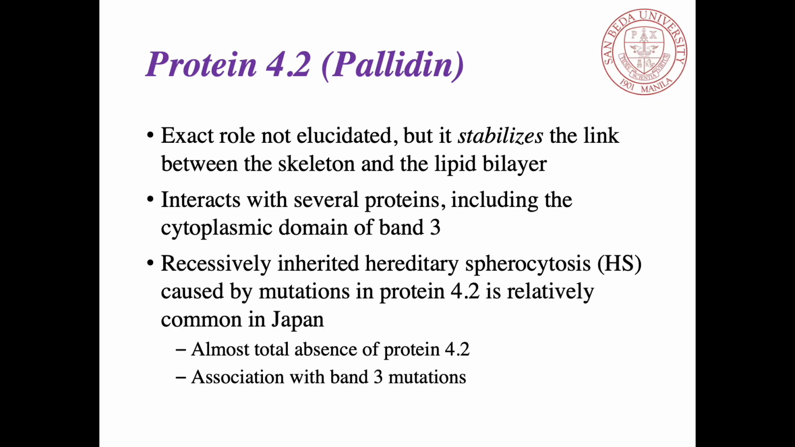Now, hereditary spherocytosis actually has quite a number of underlying causes. In a particular type of hereditary spherocytosis, however, mutations in protein 4.2 gene occur that result in its near total absence. This type of hereditary spherocytosis is relatively common in Japan. Keep in mind, though, that hereditary spherocytosis itself is a rare disorder. Additionally, protein 4.2 deficiency also occurs in association with band 3 mutations, probably as a result of abnormal binding of protein 4.2 to the cytoplasmic domain of band 3.